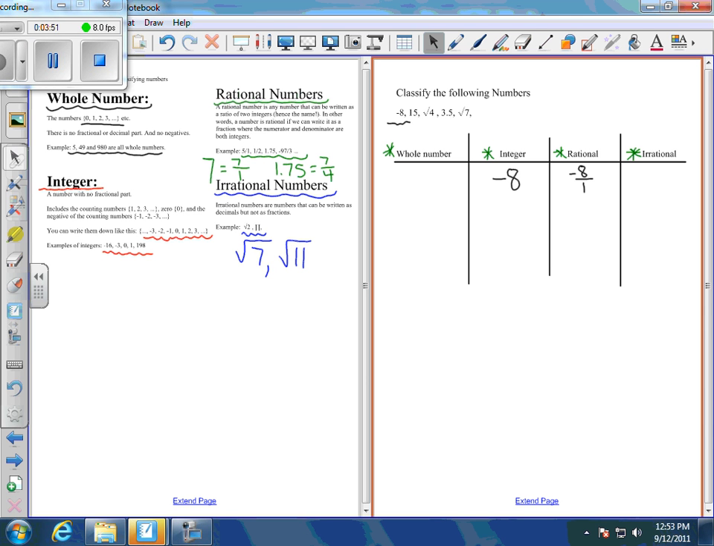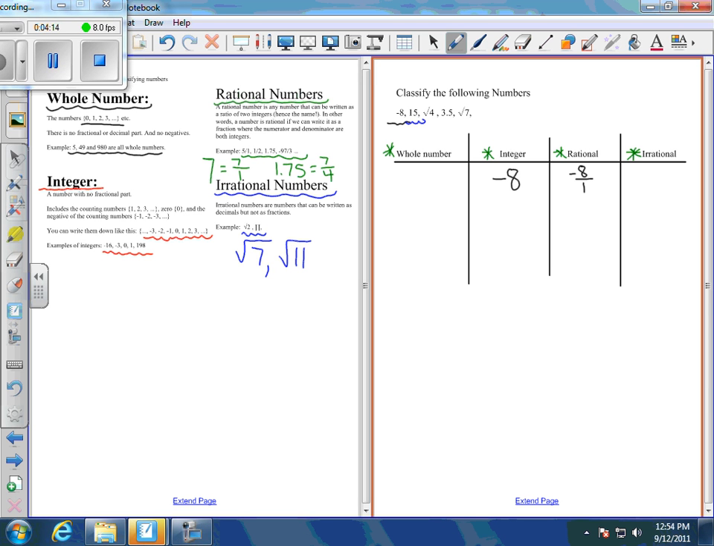-8 is also a rational number because it can be written as the fraction -8 over 1, which puts it into the rational category because it is a fraction with both an integer in the numerator and denominator. Now let's try the next couple. Let's take the number 15.